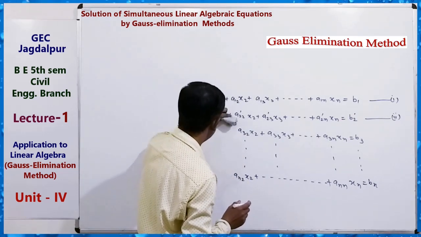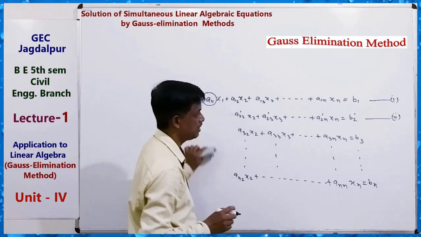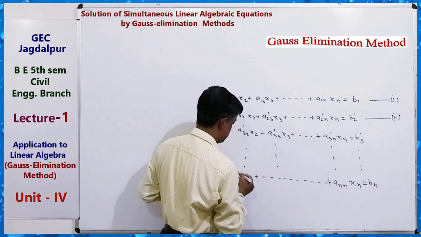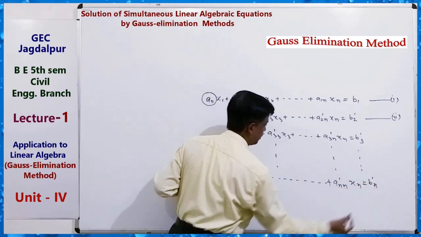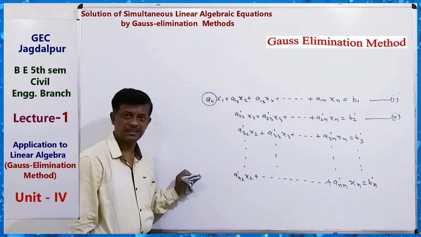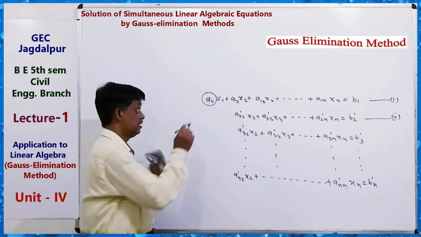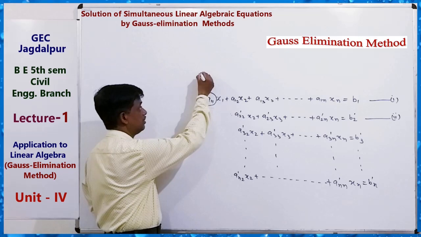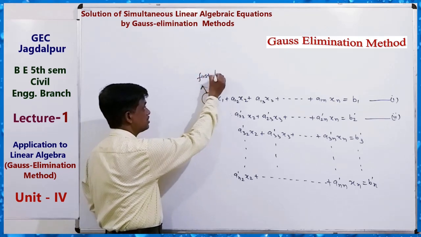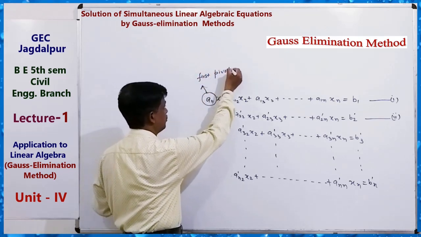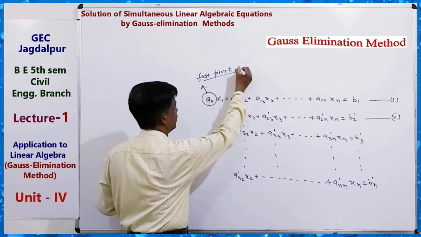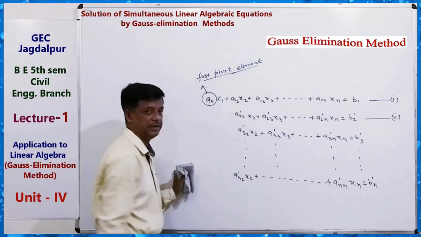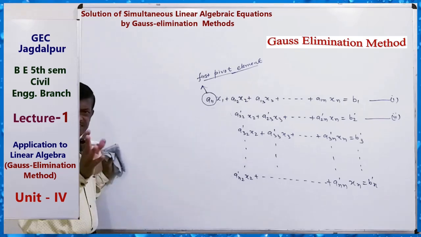We can convert it just like this after applying the operation, and it will be different. There will be changes. Now, this is called the first pivot element. We say pivotal element.